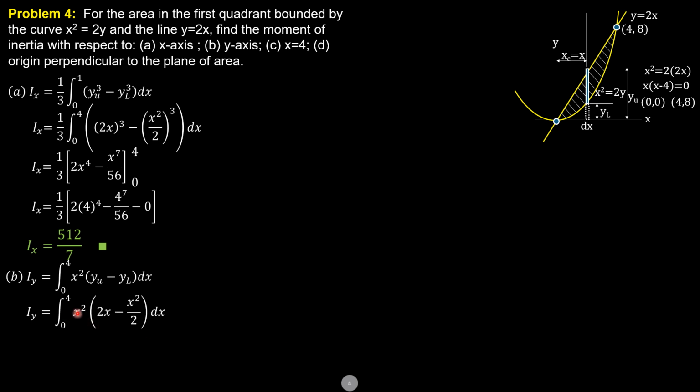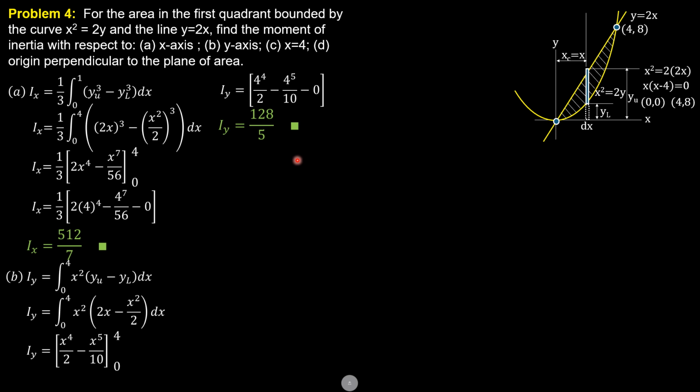So simplifying, integral of 2x cubed is 2x to the fourth over 4, so that's x to the fourth over 2. Then integral of x to the fourth over 2 is x to the 5 over 2 times 5, x to the 5 over 10 from 0 to 4. So evaluating, substitute upper limit 4. So Iy equals 4 to the fourth over 2 minus 4 to the fifth over 10 minus lower limit 0. So that would be 128 over 5.